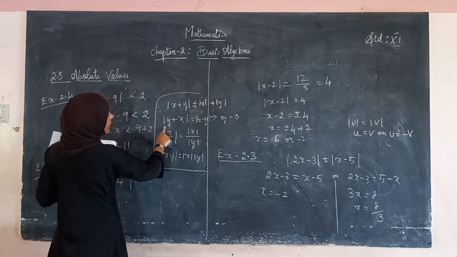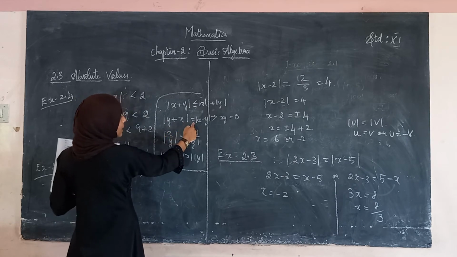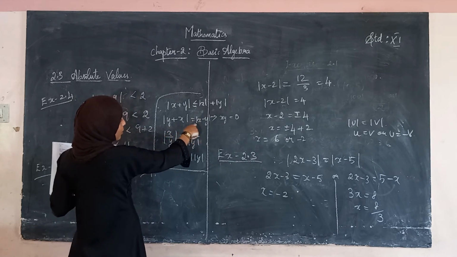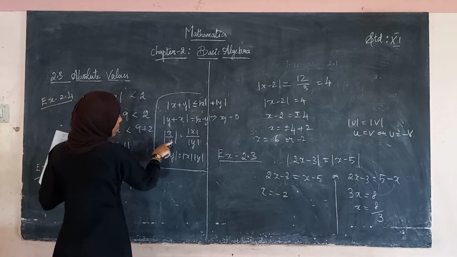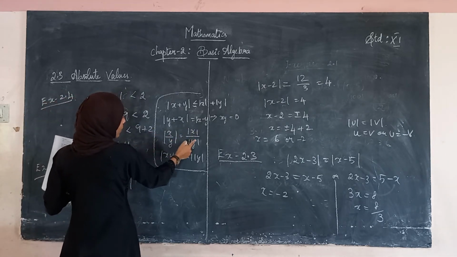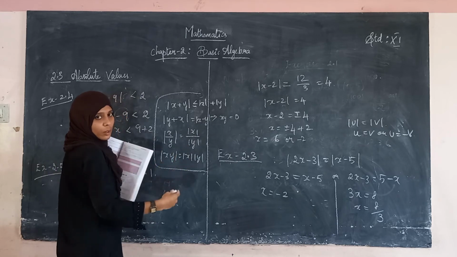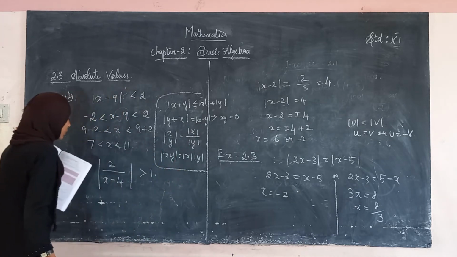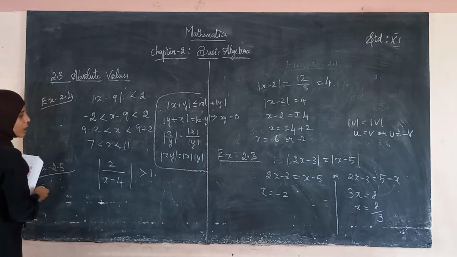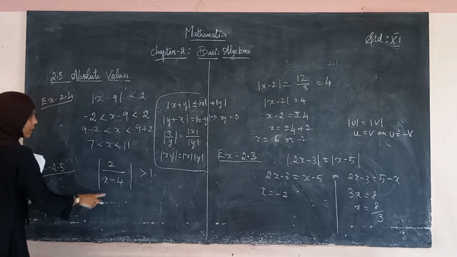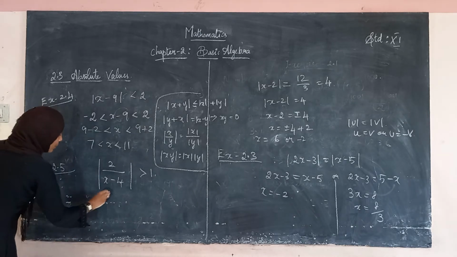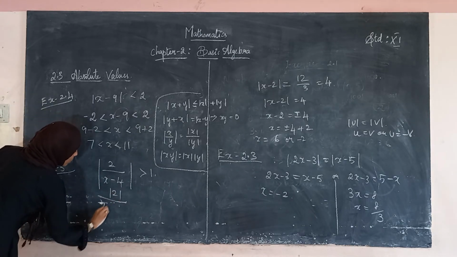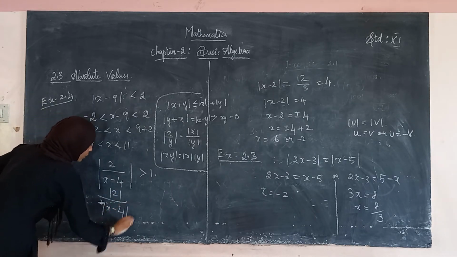Okay, then modulus of x plus y is equal to modulus of x plus modulus of y, means we can get that xy is equal to 0. Modulus of x divided by y can be written as modulus of x divided by modulus of y. Modulus of xy will be equal to modulus of x into modulus of y. Okay, so using this identity, see here, this can be separated into modulus of 2 divided by modulus of x minus 4, greater than 0.